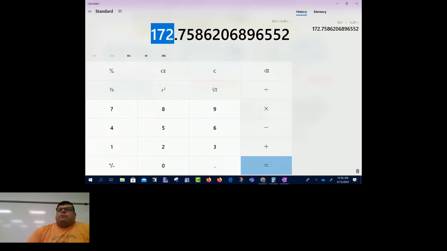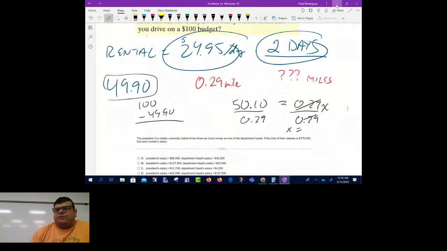Now, I know that we would normally say, look, if this is a 0.7, we should really round that up to 173. But, y'all, I don't actually have enough money to drive 173 miles. I can really only drive 172. Now, I know I'm closer to being able to drive that 173rd mile, but I honestly just don't have enough money, right? So we can really go 172 miles, okay?